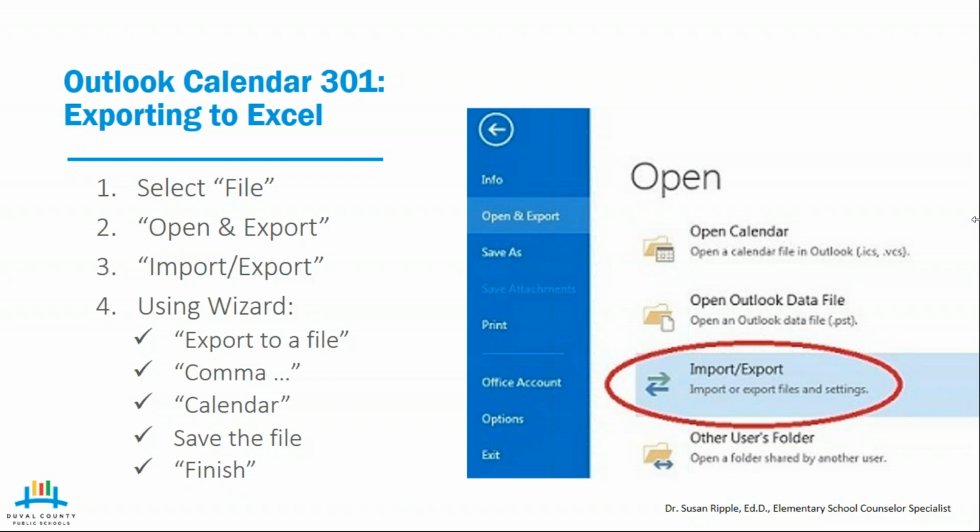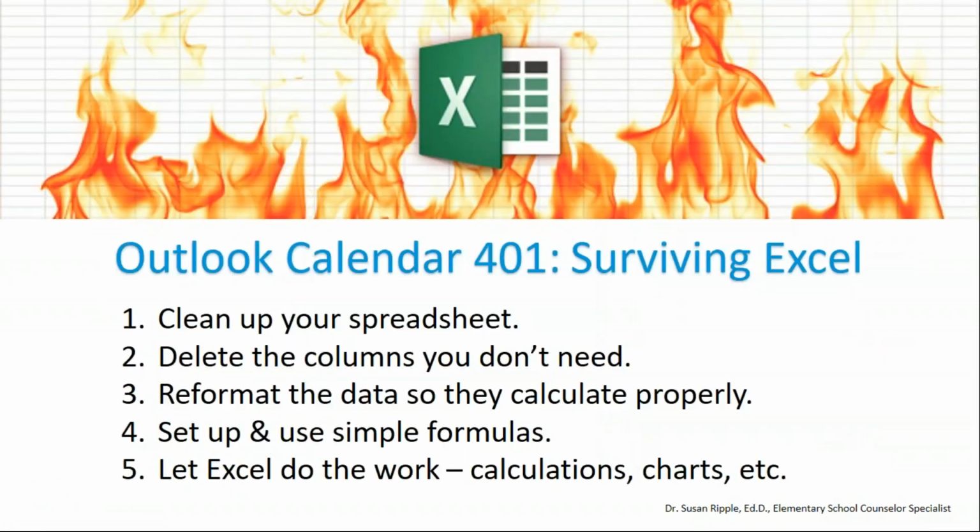But when we open up Outlook, we'll go to File, we'll find Open and Export. We'll click Import and Export, and then we're going to use the wizard to go through how to get it into Excel the way we want it. And then surviving Excel. When we export to Excel, you're going to see quite a mess. There's going to be a lot of columns, so we'll work on cleaning that up. It's going to look scary, but we'll create it where we only have 4 or 5 columns we'll be using, and how to create the appropriate formulas to get the times we need.